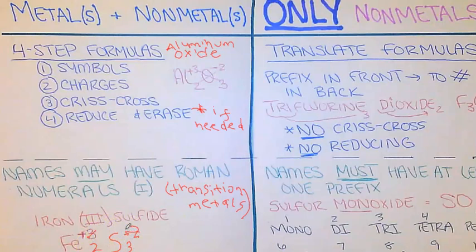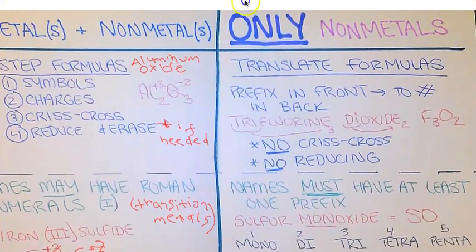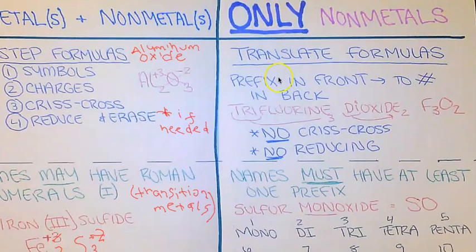Okay, now we're going to look at the nonmetal side, our covalents. So I'll start with the top. These are only nonmetals. That's what you would want to write on your piece of paper. Because remember, you can use your foldable on your test, and it's handy to have all that information in one spot. For these, we translate our formulas. There is a prefix in the front, and we're going to change that to a number. So my example here is if you're given the name trifluorine dioxide, okay, with the tri, we know that means that there's 3 of them, and the di, that's the prefix for 2. Okay, there is no crisscrossing in these and no reducing. What you see is what you get.